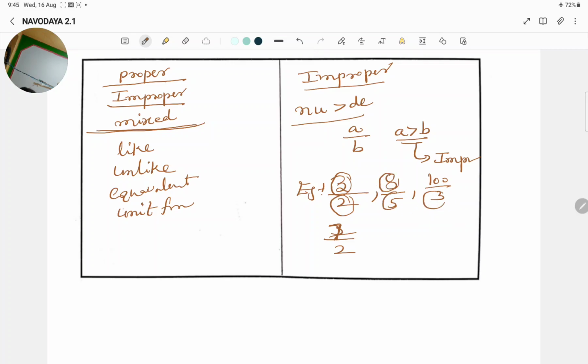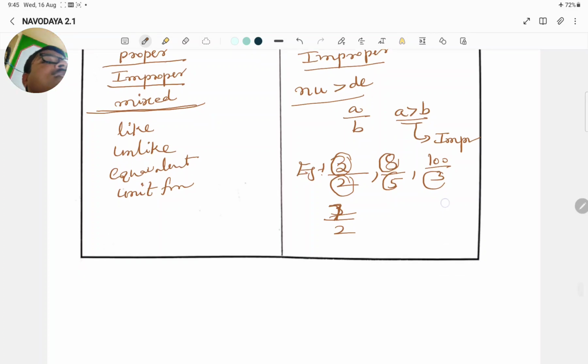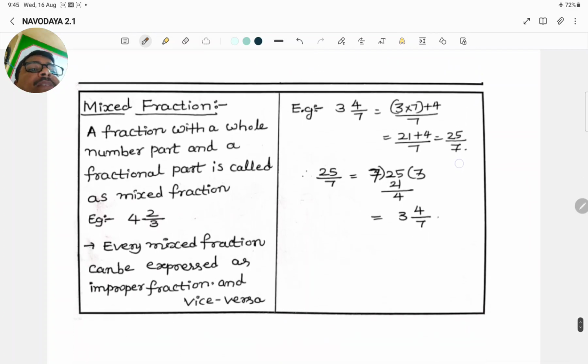Okay, this is the improper fraction. Next one, yes, mixed fraction. Next what here? Mixed fraction. What is meant by a mixed fraction? See here, a fraction with a whole number part and a fractional part.